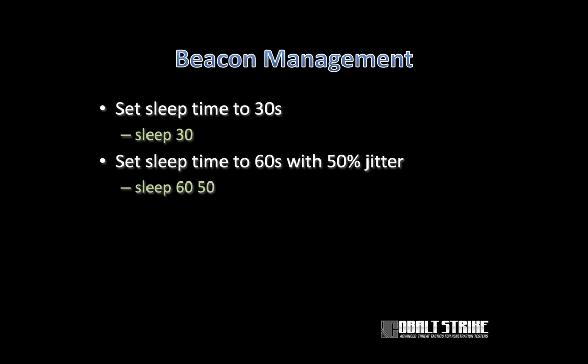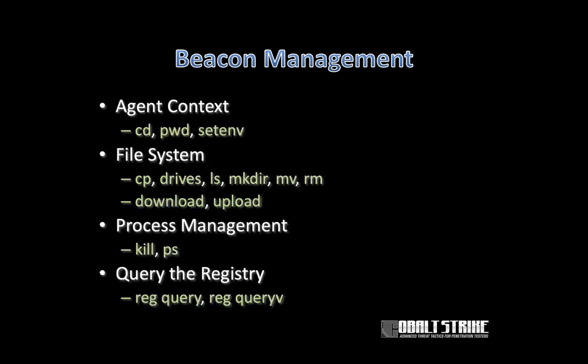Use sleep and a number, which is the number of seconds that beacon should sleep for between processing tasks. You can also introduce a jitter factor. That is the second number. For example, sleep 60 50 will have beacon sleep for 60 seconds with 50% jitter. So that means the range of time that that beacon will call home will be between 30 and 60 seconds.